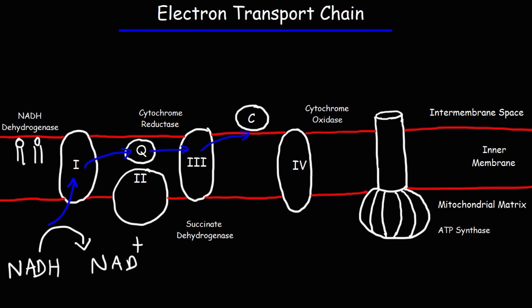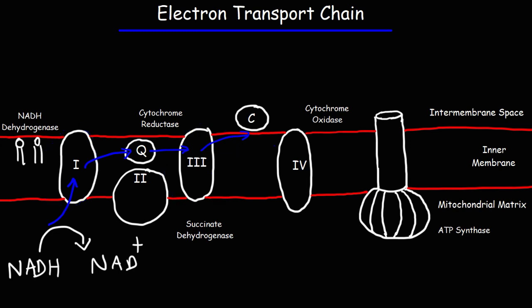Cytochrome C is another mobile electron carrier. It's free to move, but it's a surface protein as opposed to an integral protein. Complex 1 and 3, these are transmembrane proteins, also integral proteins, because they're completely embedded within the membrane.